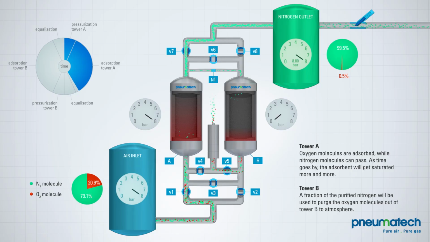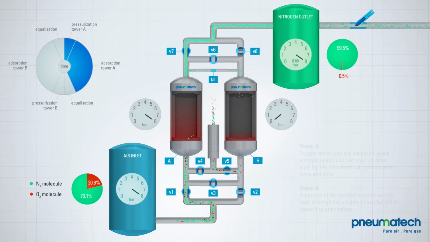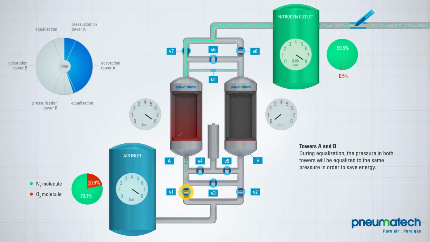To make sure that all oxygen molecules in Tower B are released, a small portion of the purified nitrogen will pass through purge nozzle N1 to purge out remaining oxygen molecules to the atmosphere. Before Tower B is fully ready to start adsorbing, the pressure in the tower needs to increase. In the equalization stage, all in- and outlet valves close and equalization valves V3 and V6 open, connecting both towers.